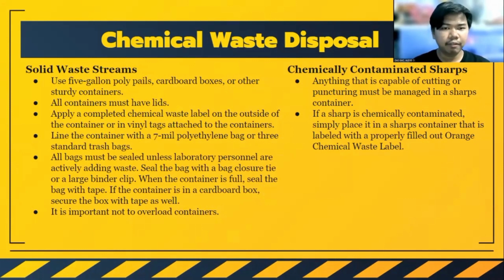Next, all containers must have lids. Apply a completed chemical waste label on the outside of the container or in vinyl tags attached to the containers. Next, line the container with a 7 mil polyethylene bag or 3 standard trash bags. Next, all bags must be sealed unless laboratory personnel are actively adding waste. Seal the bag with a bag closure tie or a large binder clip. When the container is full, seal the bag with tape. If the container is in a cardboard box, secure the box with tape as well.